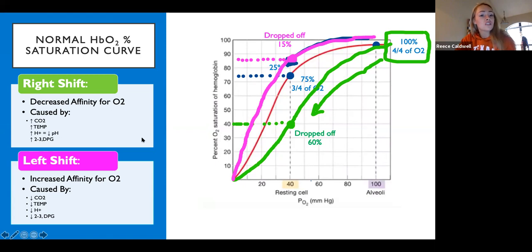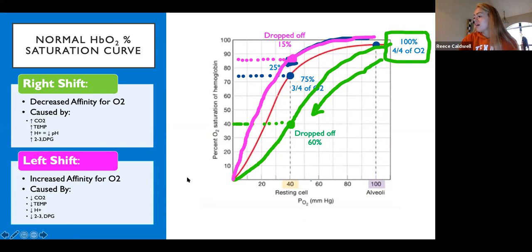I would not just know decreased or increased affinity. I would understand that decreased affinity means it'll let go, the bond is not so tight, and it'll let go of oxygen more easily.